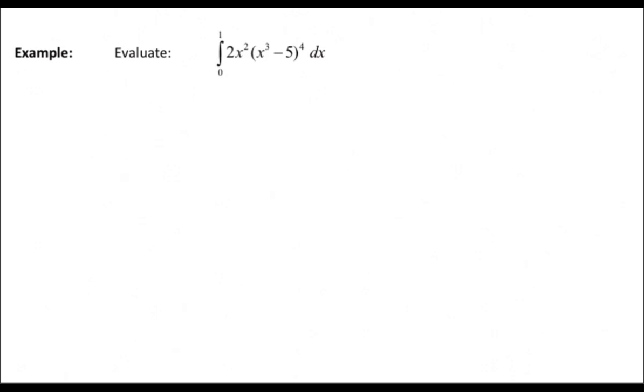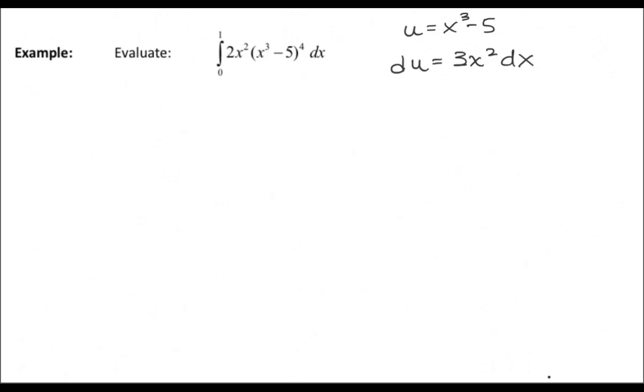So remember, the first thing that I want to do is define my u. So when I have a quantity to a large power, u is going to be that quantity inside the parentheses. So I'm going to let u be x cubed minus 5. Then I find the derivative of that. So du is equal to 3x squared dx.